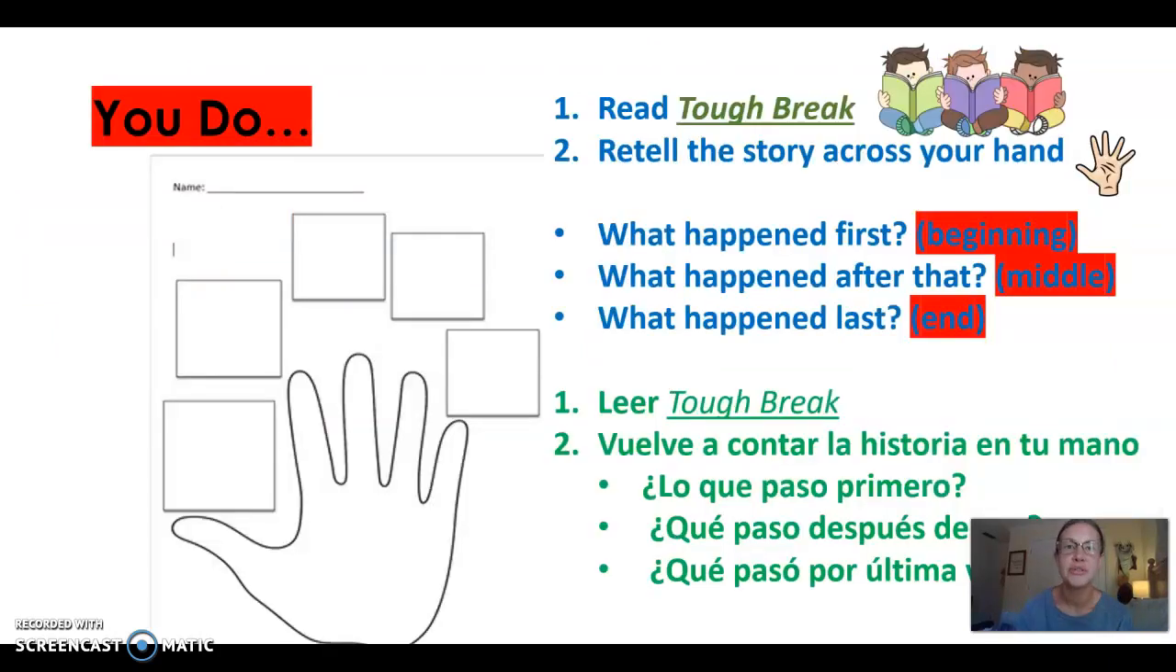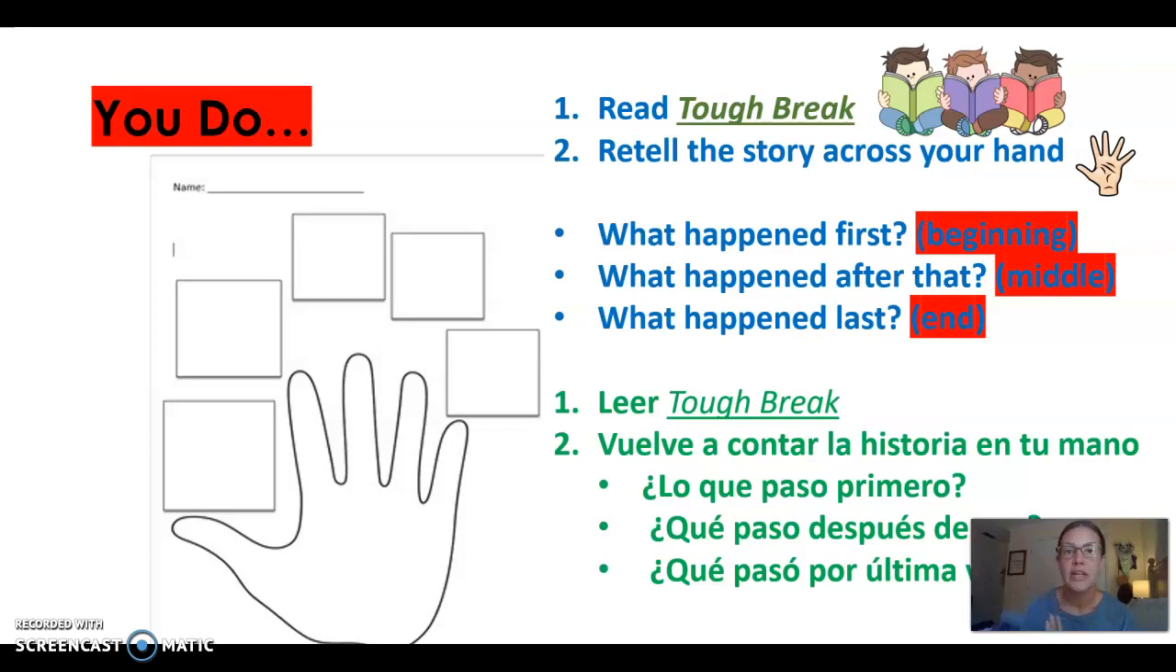So what you guys are going to do today is read Tough Break. Story about Duke and the skateboard and his mom. Such a good read. And you guys are going to be focusing on retelling the story across your hand because you have read this book 4 times now. You know what happens in the story. You're getting really good at getting through those words, getting through those sentences, really knowing what's coming next.